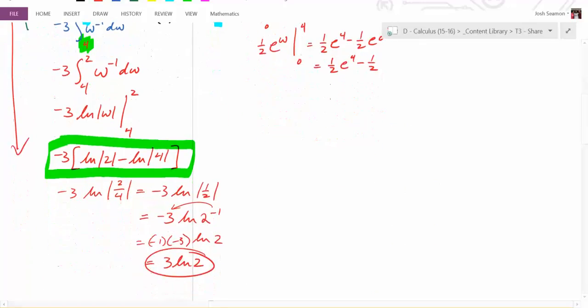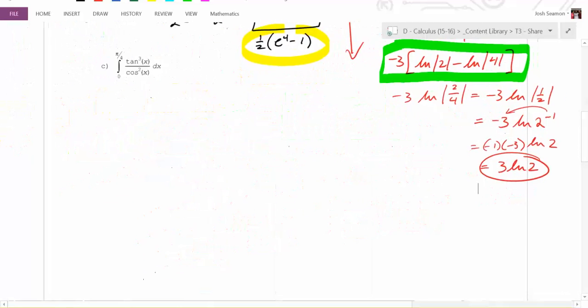Would it be awesome if you could remember your log rules? Sure. Logs are not difficult, but is it really easy to make small mistakes? Yeah, it is. So let's keep going here.